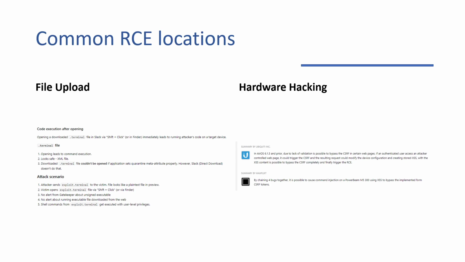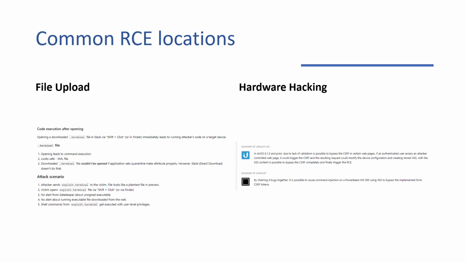Here we have some lovely RCE examples. File uploads: if you've got a file upload, then you can upload a file. In this case, you're able to run a .terminal file on Mac, which doesn't have to be signed, for example, to be run. Hardware hacking: if you've got a local intranet or something, in this case this is Ubiquiti, so I assume it's their intranet for their Wi-Fi hubs. You can see your Wi-Fi details and stuff like that.